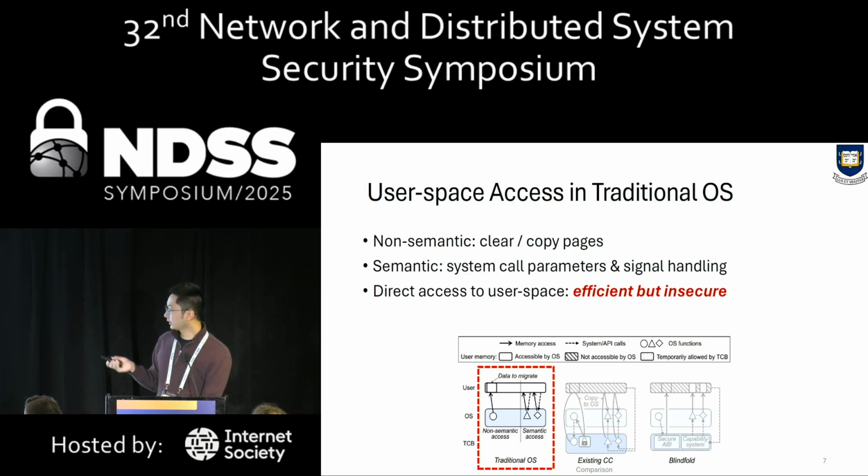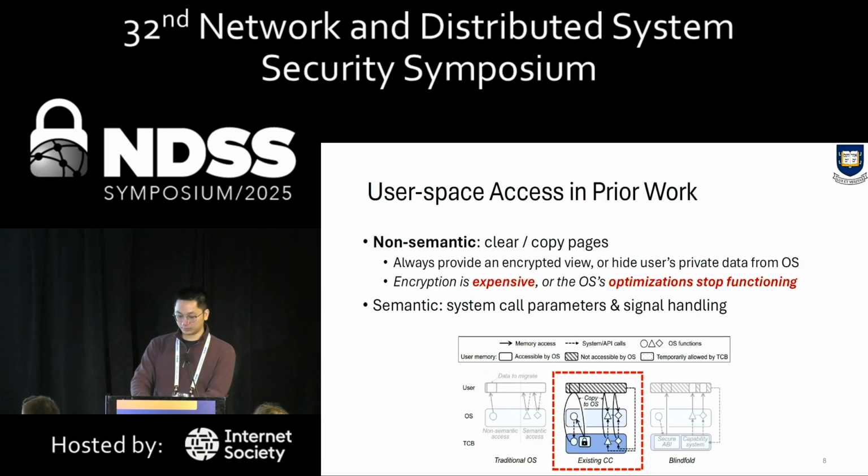In the figure on the left, we can clearly see that the traditional operating system directly accesses the user space, no matter whether it is semantic or non-semantic access. It is efficient but insecure, because once the operating system is compromised, the attacker can access the entire user space in the same way as the operating system.